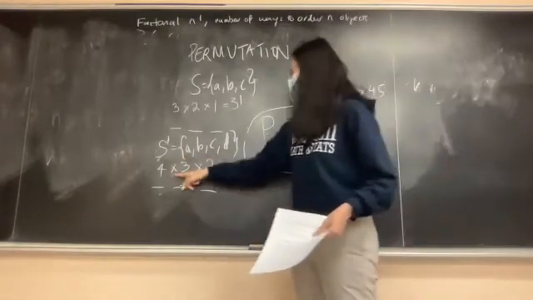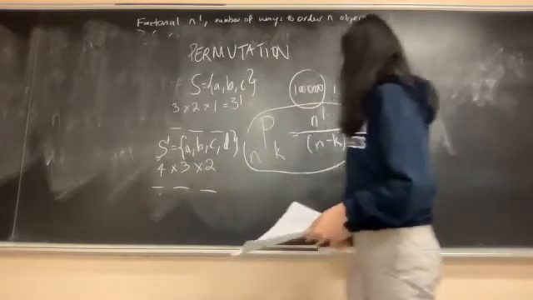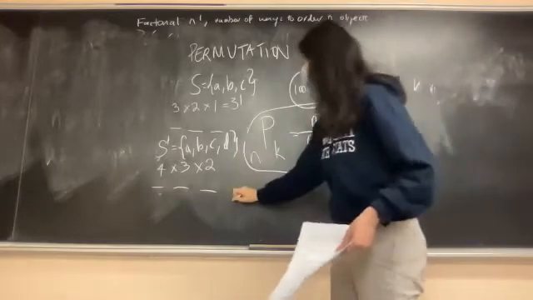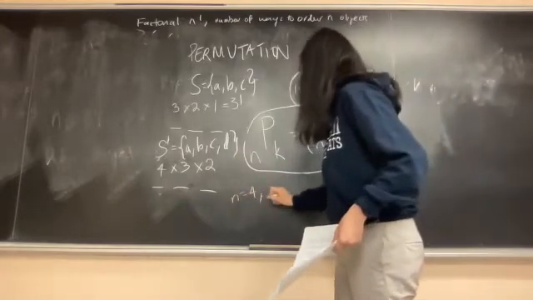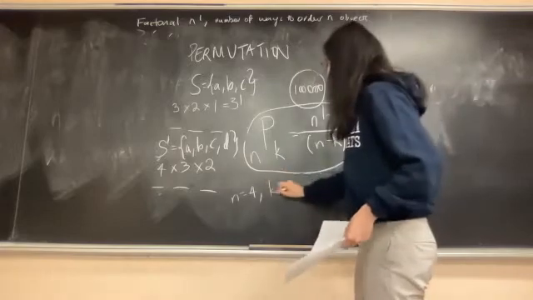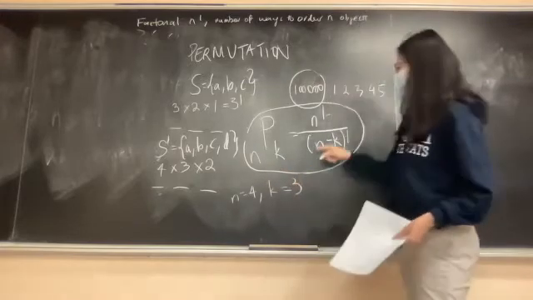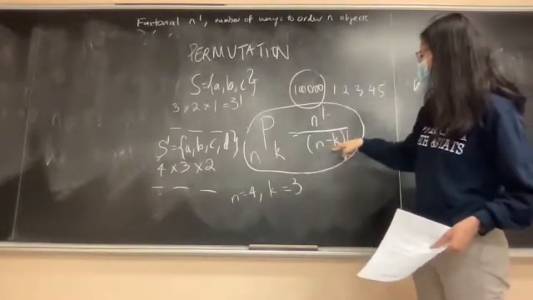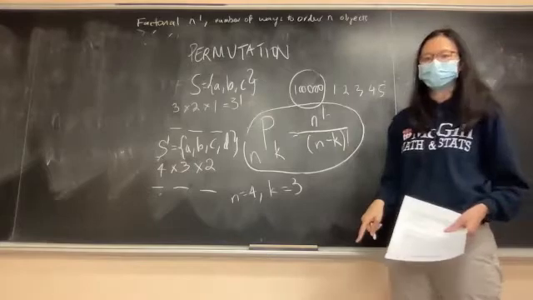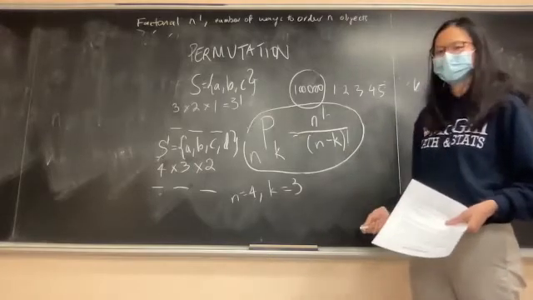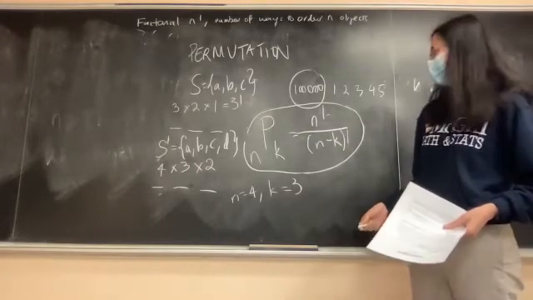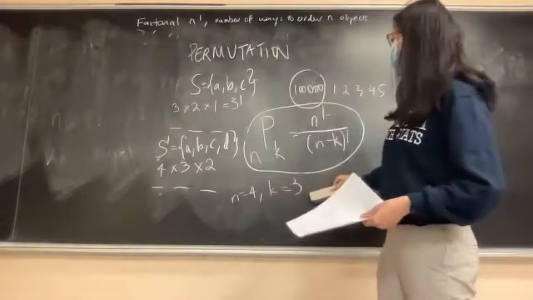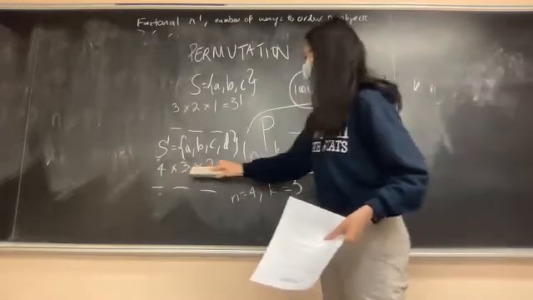But if you notice, 4 times 3 times 2 is just equal to n factorial divided by n minus k factorial, where n equals 4 and k equals 3. So it's 4 factorial times 4 minus 3 factorial. Does that make sense? So over here, this is what's important: 4 times 3 times 2.